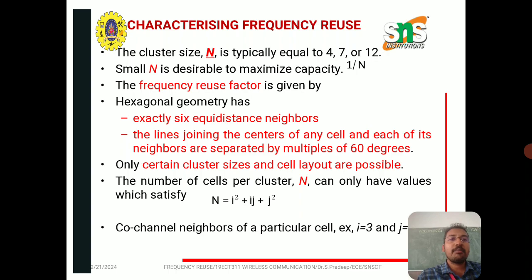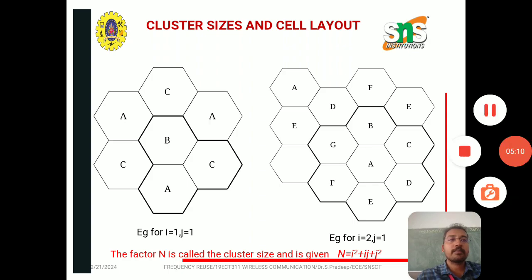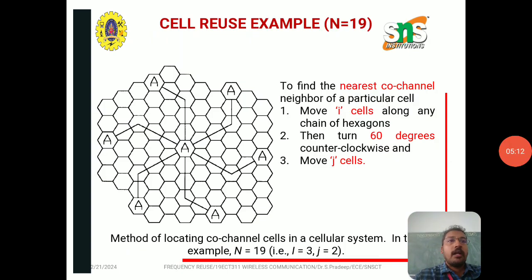Co-channel neighbors of a particular cell, for example i equal to 3 and j equal to 6. The cluster size and cell layout is given in this block diagram. Here, a cell reuse example is given in this slide for cluster size 19. To find the nearest co-channel neighbor of a particular cell, the first step is to move i cells along any chain of hexagons. Then turn 60 degrees counterclockwise and move j cells.